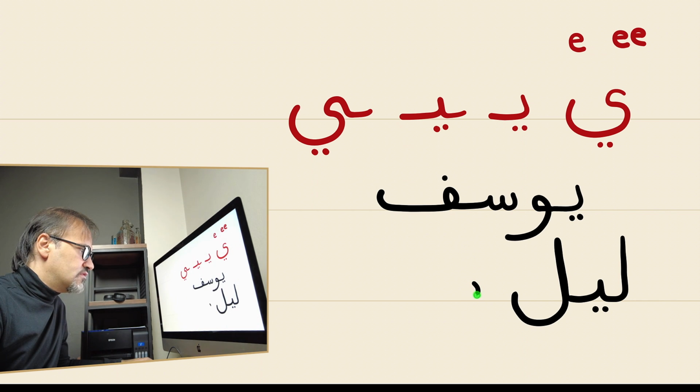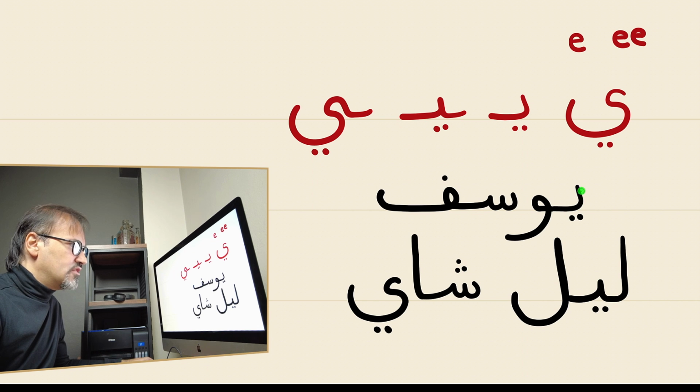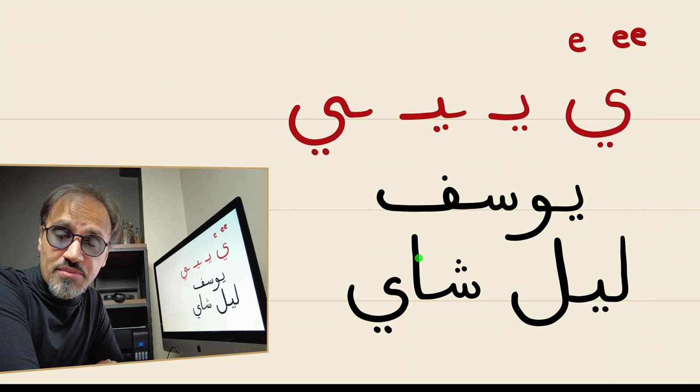Now we have the word for tea, which is shy. We have the sh. Remember the sh? It's 3 waves with 3 dots. Sha. E. Shy. Okay, which means tea. So this is how it looks in the beginning, how it looks in the middle, and this is how it looks at the end. Yusuf, Layl, Shy. Well, congratulations, you have completed the Arabic alphabet.